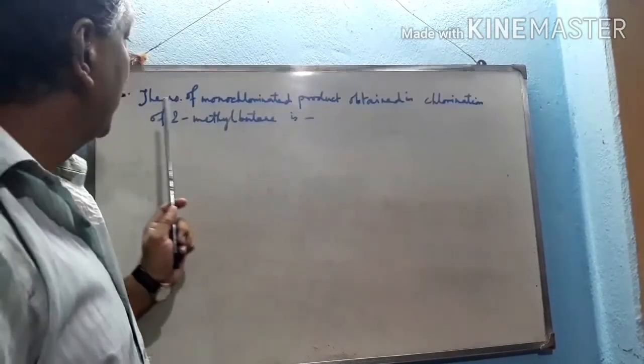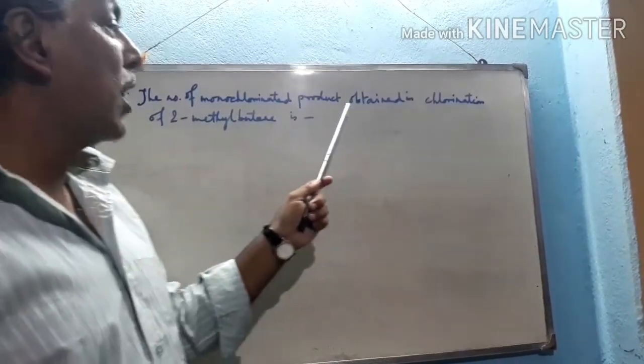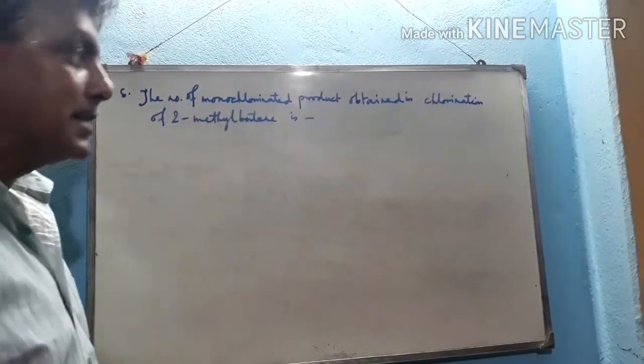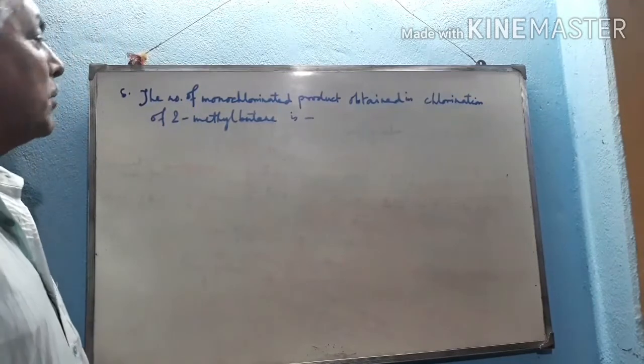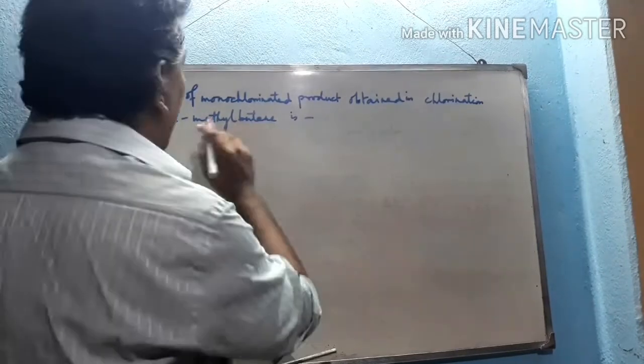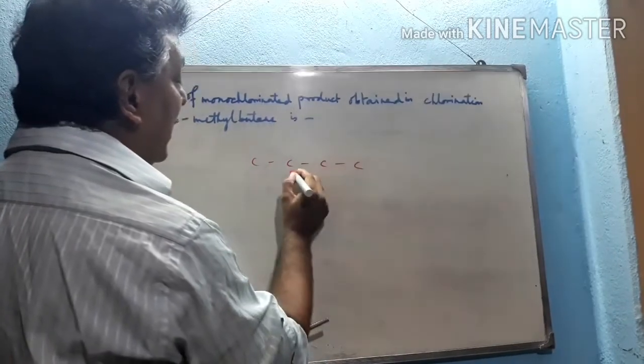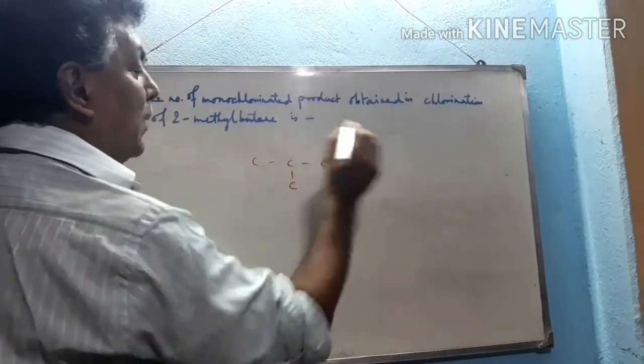Question number 5. The number of monochlorinated products obtained in chlorination of 2-methyl butane is. So you have to find out how many monochlorinated products should be obtained from this compound, 2-methyl butane. 2-methyl butane is like this.